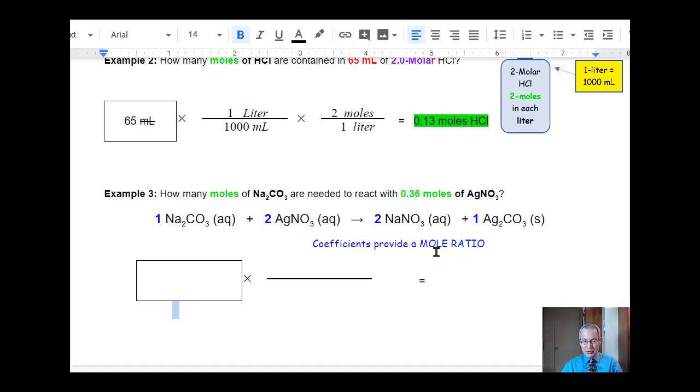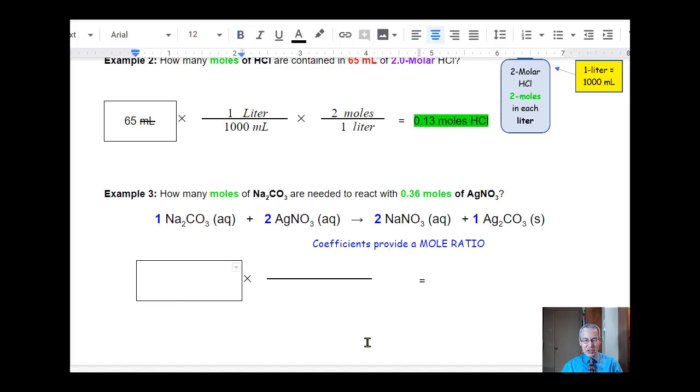the ratios. The question asks you to find how many moles of sodium carbonate are needed to react with 0.36 moles of silver nitrate. Here's the silver nitrate, here's the sodium carbonate. And in blue, I wrote the words coefficients provide a mole ratio. So it should make sense to you that 1 molar mass of sodium carbonate reacts with 2 molar masses of silver nitrate. So those are moles.